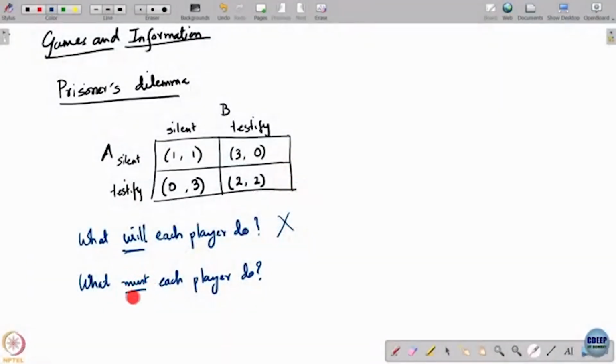Now that we know what we want to answer, if we want to answer what must each player do, we would like to see what our reasoning rules should be for this. This requires us to set up a set of axioms. One axiom is actually automatic here, implicit in this problem formulation, and that axiom is that each player is looking for the least number of years in jail.